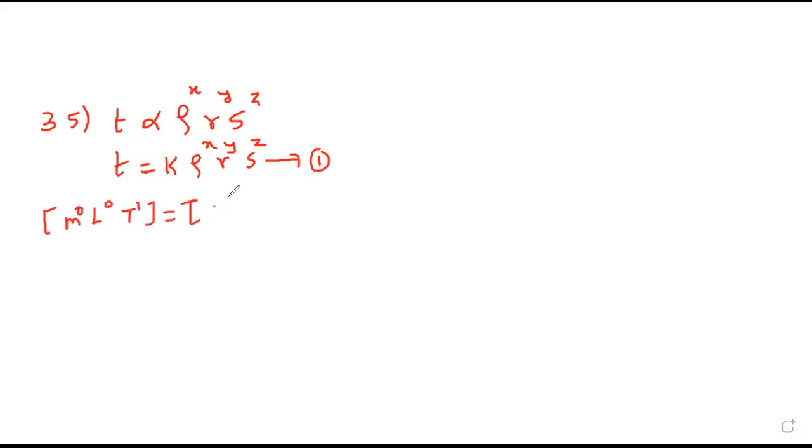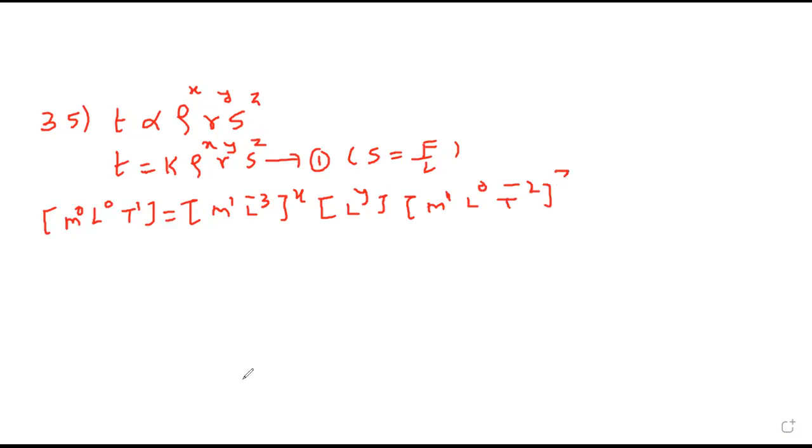Density is mass upon volume, raised to power x. Radius is L raised to y. Surface tension, write it down somewhere otherwise you'll forget: surface tension S is force upon length. So it is M1 L1 upon L, which becomes M1 L0 T minus 2, raised to z. Just check till this, any doubt? No, sir.